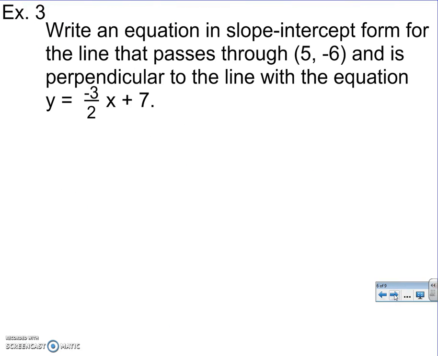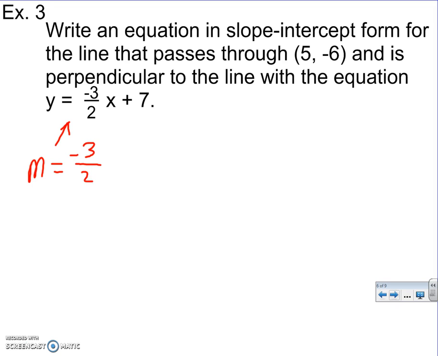So to use it, we do this. Write an equation in slope-intercept form for the line that passes through (5, -6) and is perpendicular to the line with the equation right there. So first, we need a slope. This equation's slope is -3/2 because it's mx plus b.